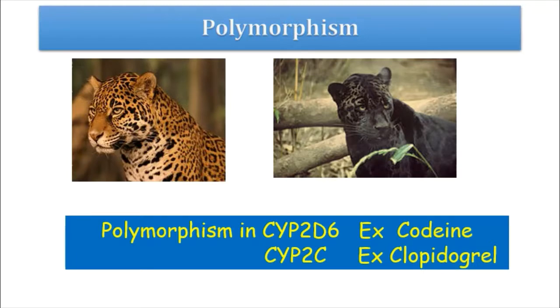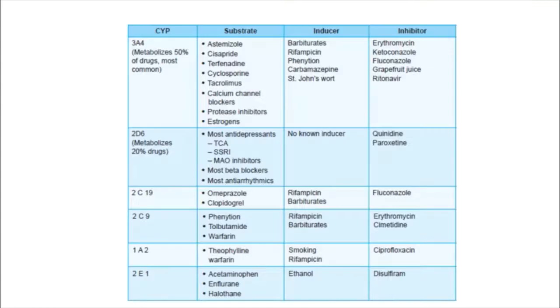An example here of a change in the activity of enzymes is that there's a polymorphism in cytochrome P2D6 which affects codeine metabolism in patients. Also, there is a polymorphism in cytochrome P2C which is responsible for the metabolism of clopidogrel. Also, drugs might affect the metabolic activity of enzymes. In addition to polymorphism, other drugs can affect the metabolic activity of enzymes.